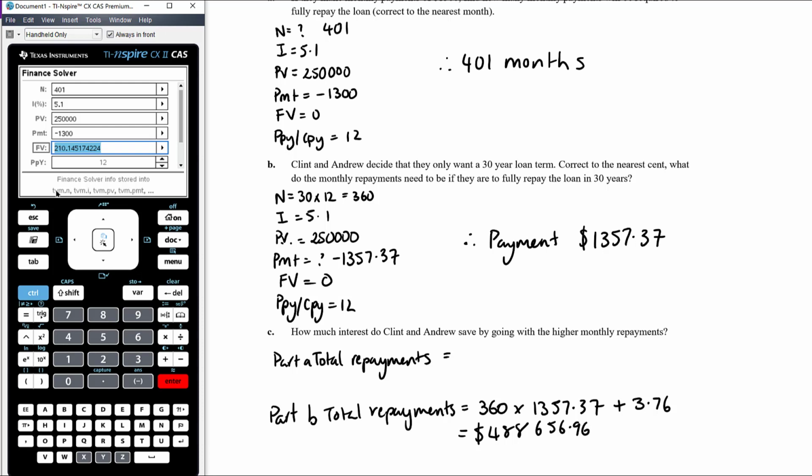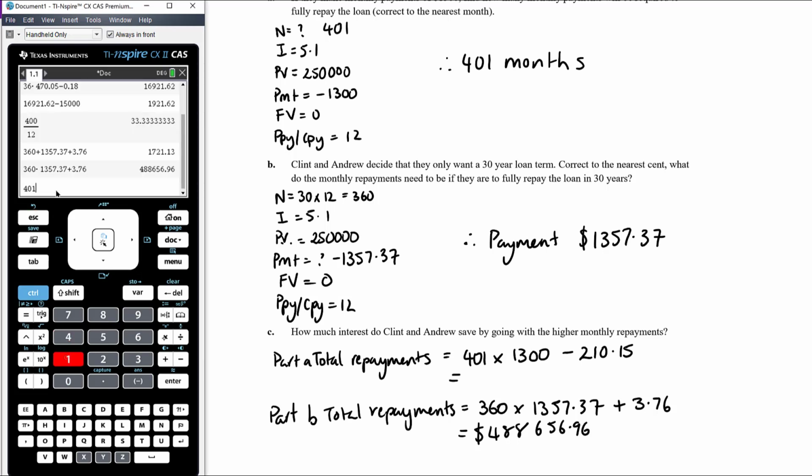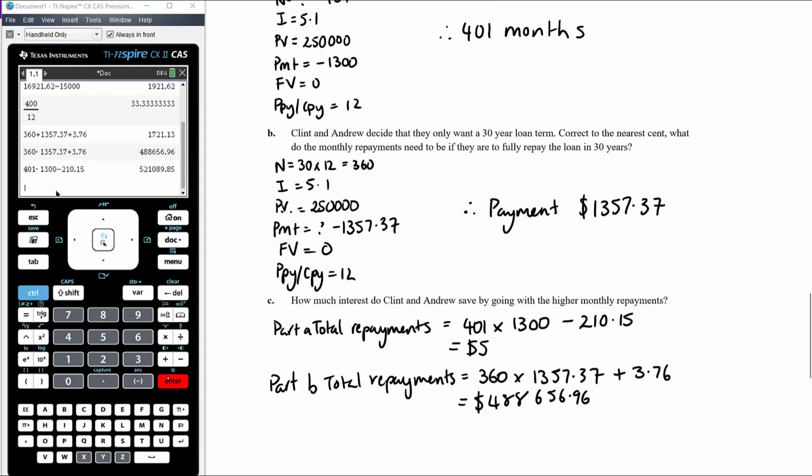Okay, so future value is positive, means we've overpaid. Okay, so again we can think about, we're making 401 payments of $1,300, but in doing that we end up overpaying by $210.15, so we take off that $210.15. Okay, so if we work that out, 401 times 1,300 minus $210.15. So total repayments here are $521,089.85.